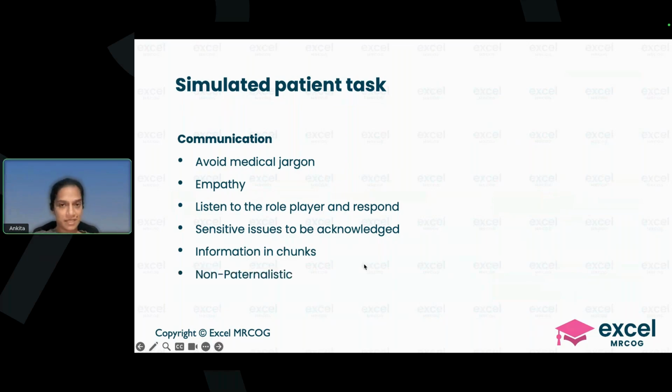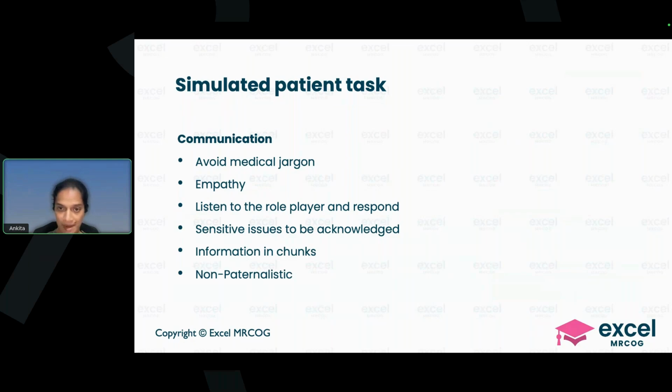It should be non-paternalistic. You should not tell her, this is what you need to do. You should say, this is the problem, this is the plan, and this is why this is the plan. You should not sound like you are imposing your decision on her. For example, if your NIPT or your amniocentesis shows Down syndrome in the baby, and you want to talk about termination of pregnancy, you will not say you should terminate the pregnancy. Never.